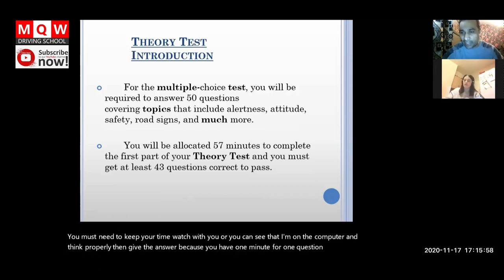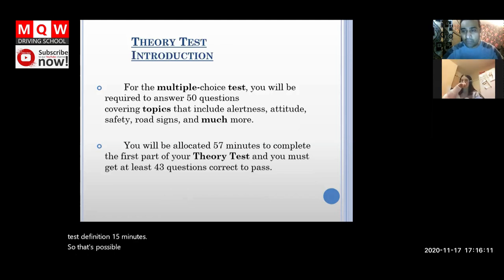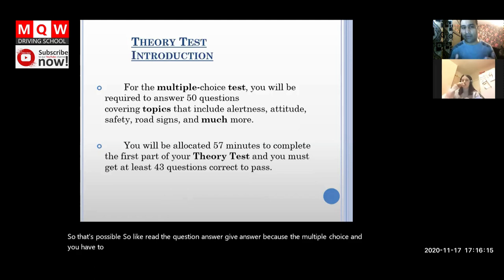For example, sometimes when people finish the theory test, they finish in 15 minutes. That's possible. You read the question, give the answer, because it's multiple choice and you just have to click the mouse. So that can be done very quickly. So people try to finish this in 15 minutes. And then when they get the result, they fail. Sometimes they fail just because of 1 mark.